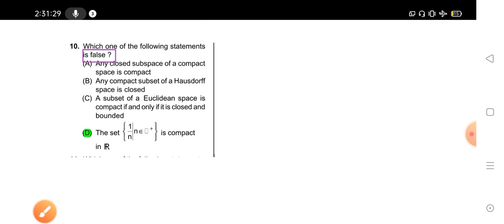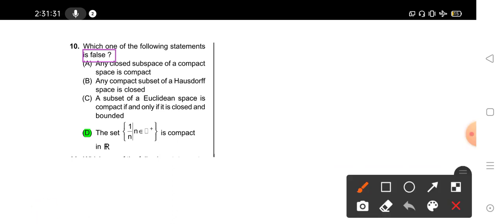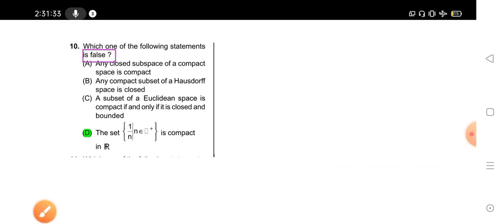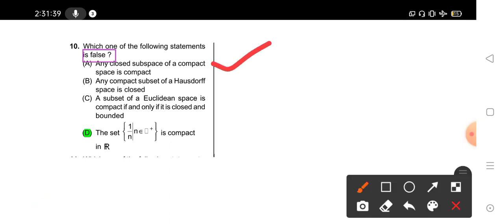Next question: which one of the following statements is false? Any closed subset of a compact space is compact. This is true. Any compact subset of a Hausdorff space is closed. This is also true. A subset of a Euclidean space is compact if and only if it is closed and bounded. This is also true. The remaining one is the false statement.